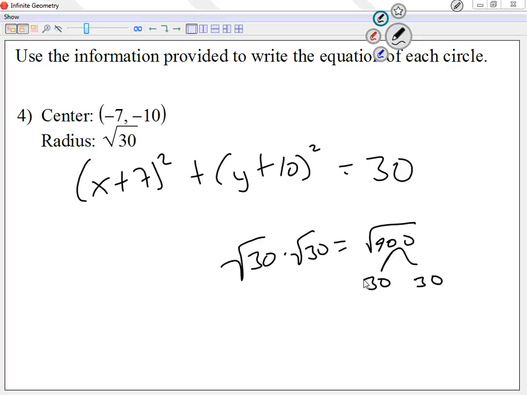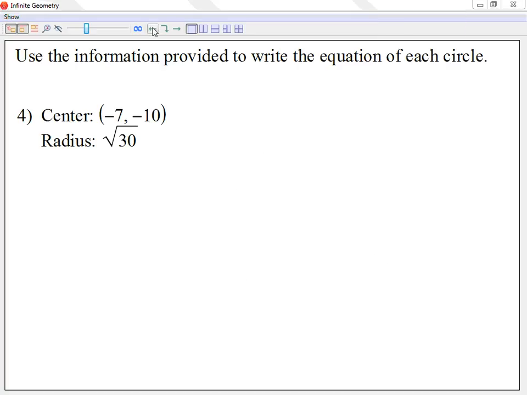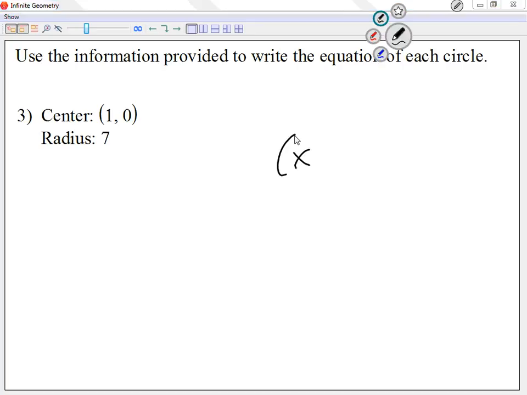Okay. Any other questions for the first 10? Number 3? Okay. Looking at number 3, I'm just going to write x minus 1 squared plus y squared. I don't do parentheses on the y because I'm not going to go y minus 0. Is equal to 49.